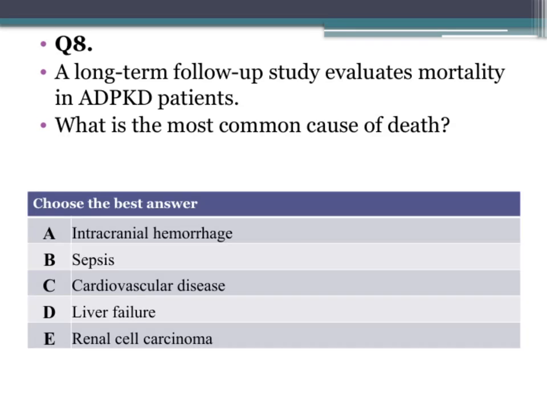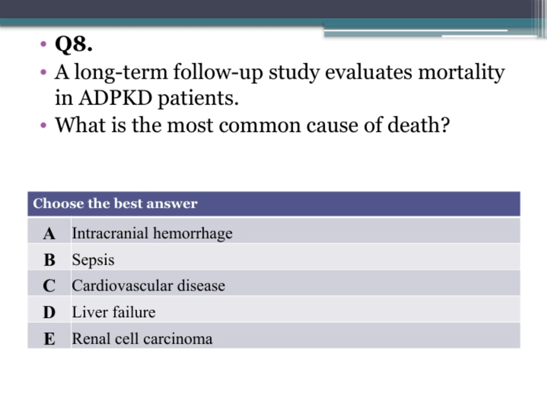Now, let's look at this question about long-term follow-up in ADPKD patients. The question asks, what is the most common cause of death in these individuals? When we consider ADPKD, or autosomal dominant polycystic kidney disease, it's important to remember that while kidney-related issues are central, patients often face other serious health risks over time.